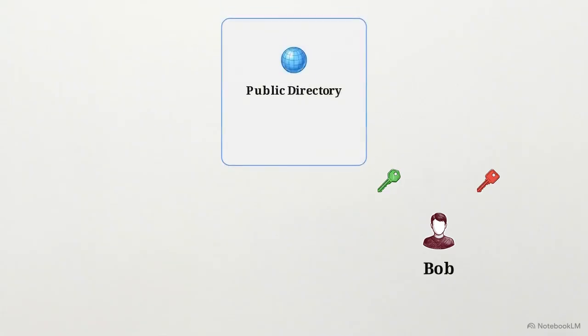Public key cryptography addresses this by using a pair of mathematically related keys. Bob makes his public key available to anyone who wants to send him a message. Alice uses this public key to encrypt her data. Once encrypted, the data can only be decrypted by Bob's private key, which he keeps secret.